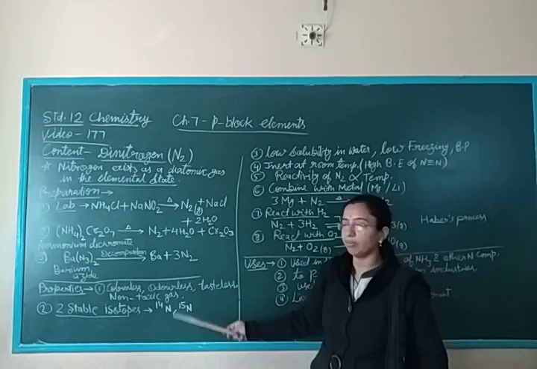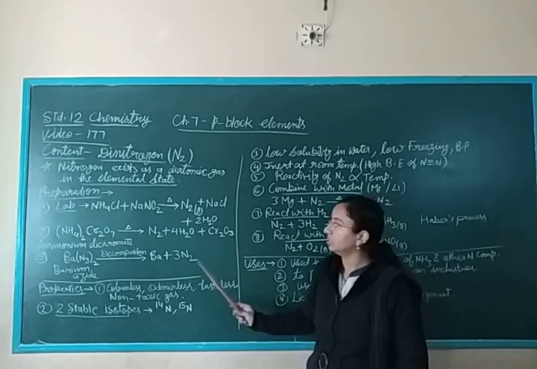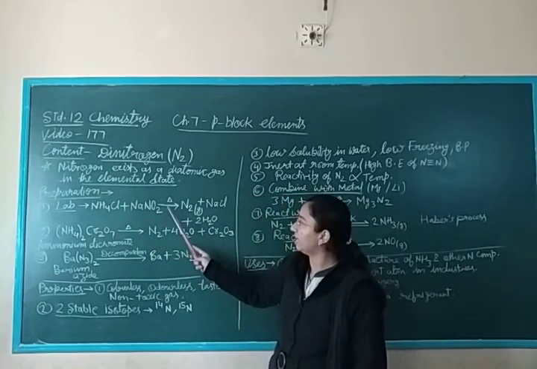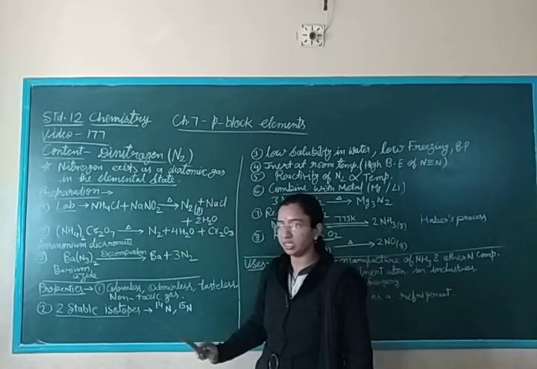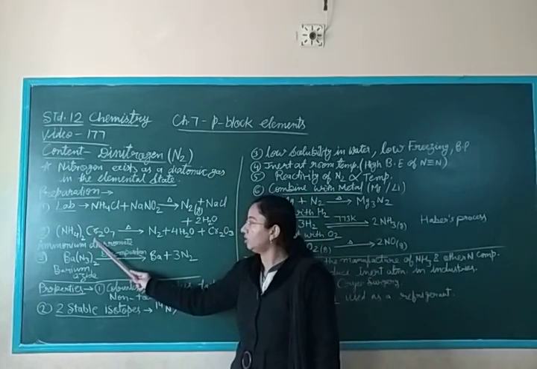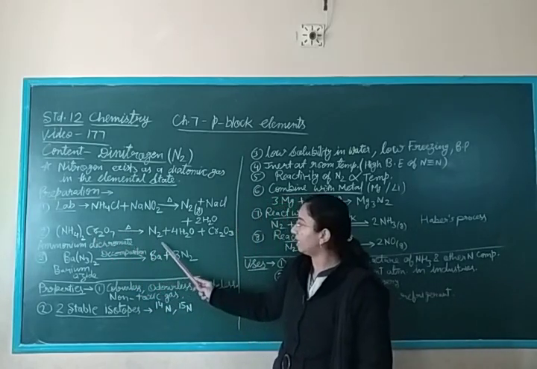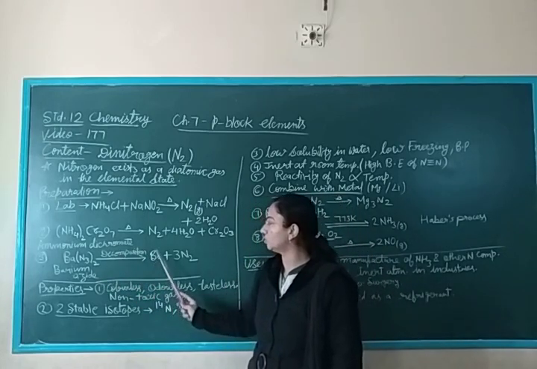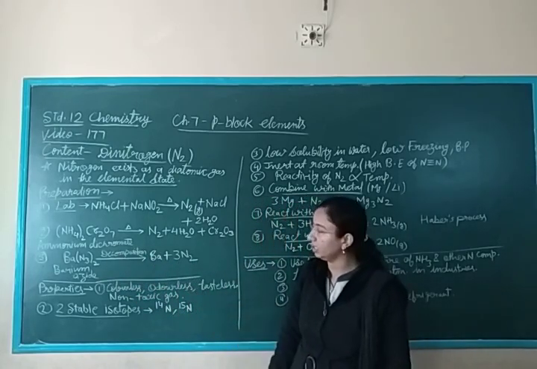So there are three methods to prepare dinitrogen. First, ammonium chloride reacts with sodium nitrite and heat, so it is converted to nitrogen gas. Then ammonium dichromate when heated is converted to nitrogen. And then barium azide is also decomposed, so it is converted to barium and nitrogen gas.